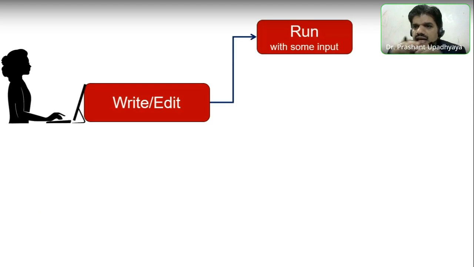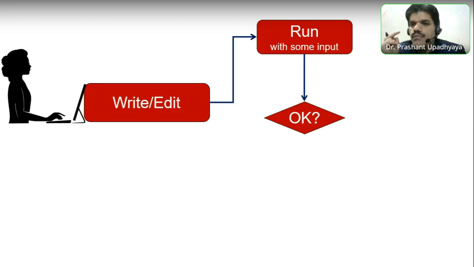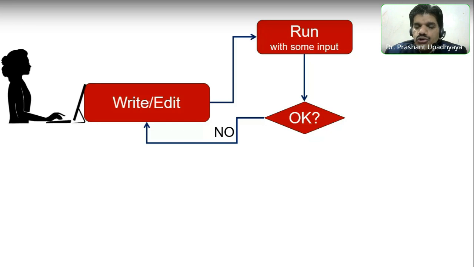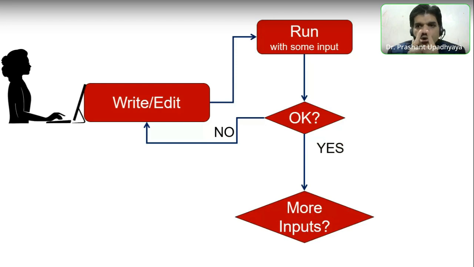Then you are going to run it with some input. Let's say you are writing a program to find an even number, so you give an input such as an even number. Let's say you give 2 or you give 3, you will get the output. After running that code, you will see whether your program is okay or not. If your program is not okay, you will go back, read and write the code again, and repeat this process. You give some inputs again, and if your program is okay, then you check your program with more inputs.